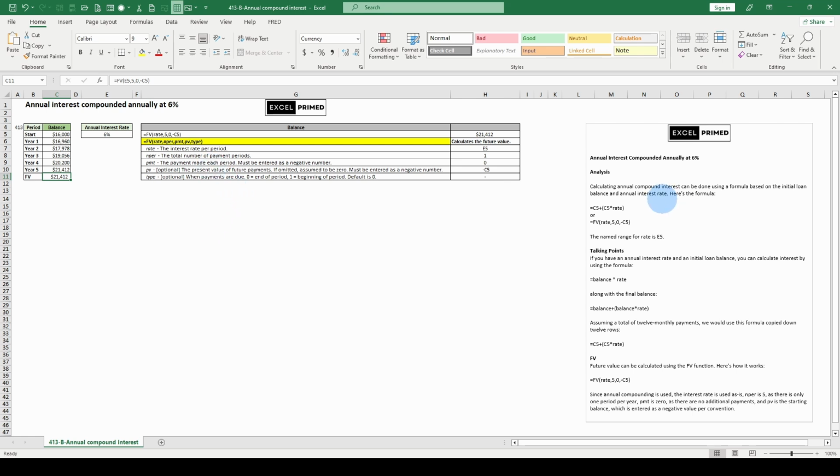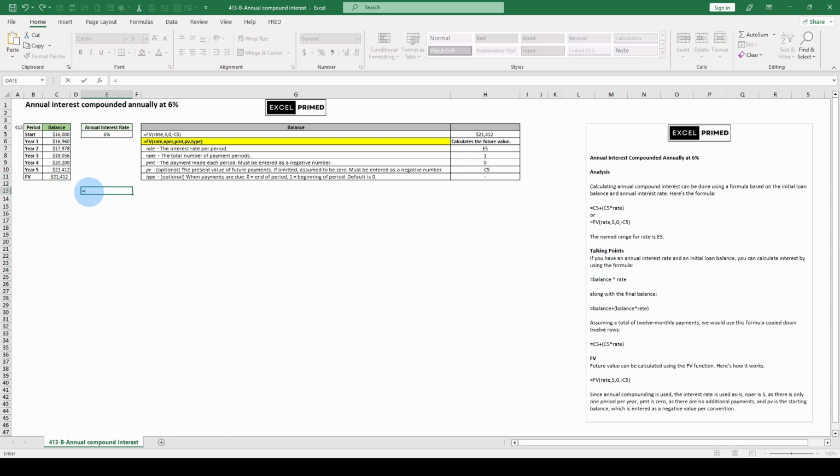Calculating annual compound interest can be done using a formula based on the initial loan balance and annual interest rate. Here's the formula: C5 plus C5 times the rate, or future value, rate, period, and so on. The named range for rate is E5. Well, no named range here. If you have an annual interest rate and initial loan balance, you can calculate interest by using the balance times rate, along with the final balance: balance plus balance times rate equals 16,000.